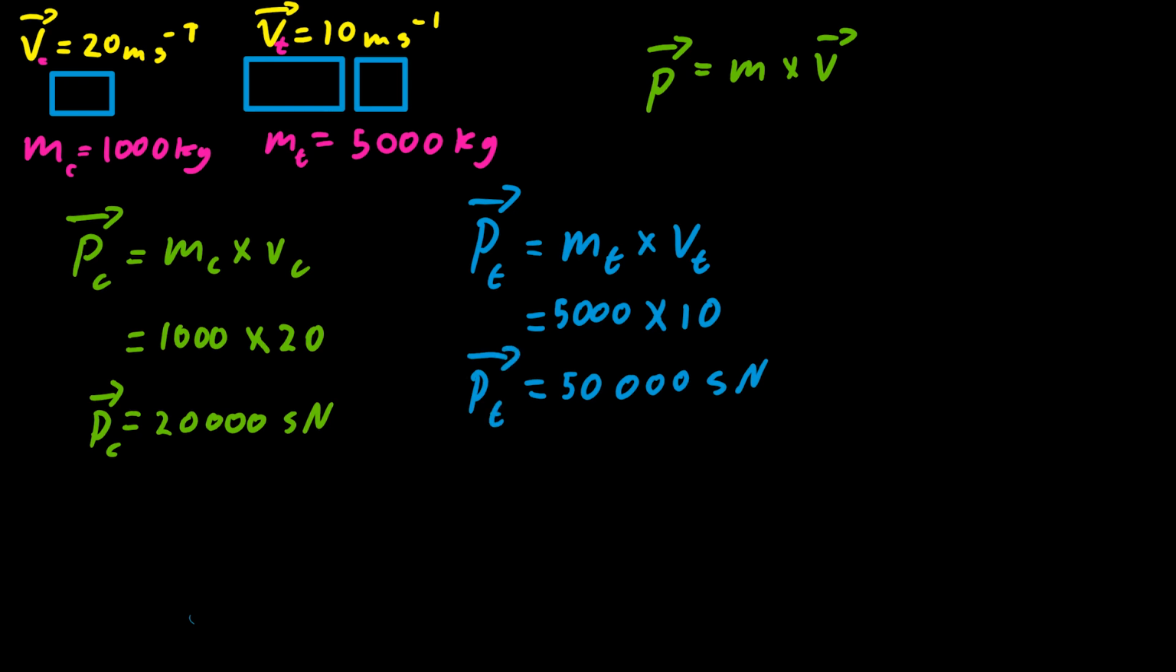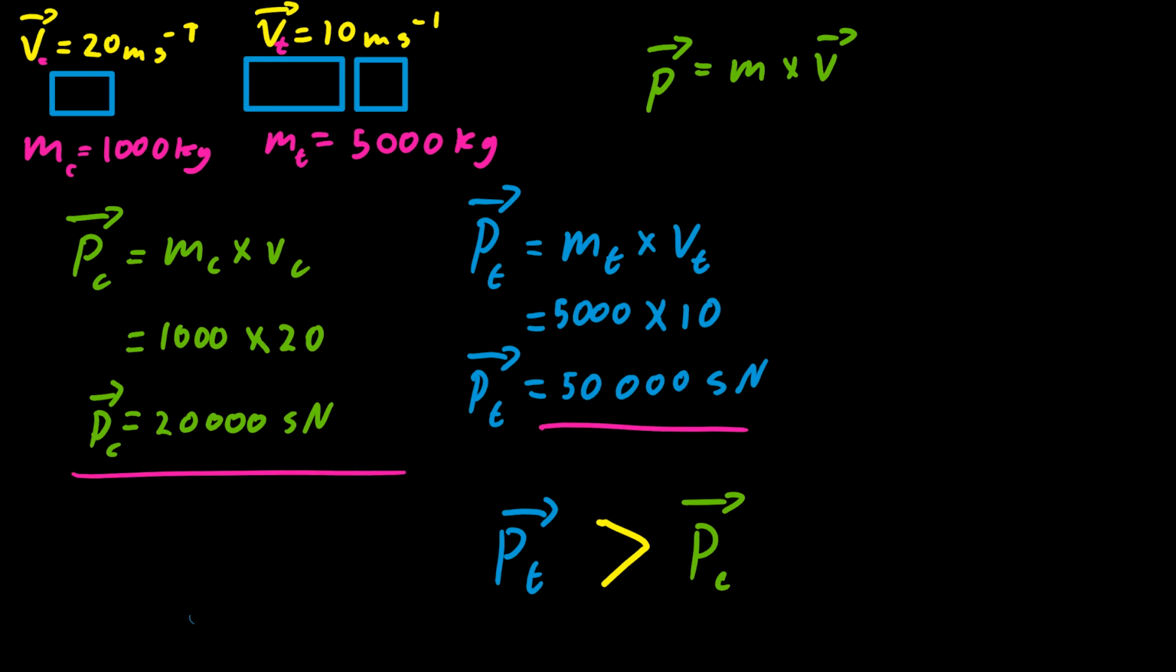So we could easily say that the momentum of the truck is greater than the momentum of the car. As you can see there, easily identified with 50,000 compared to the 20,000 sec newtons.